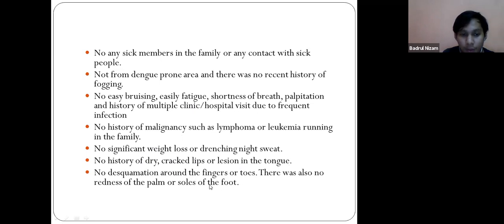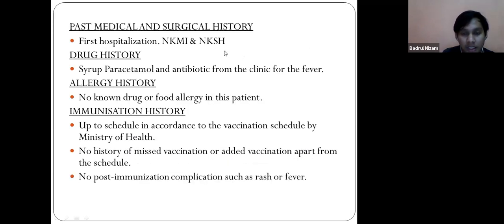And there was also no history of redness of the palm or at the sole of the foot. For the past medical and surgical history, there is no known medical illness or significant surgical history. This is a first hospitalization.